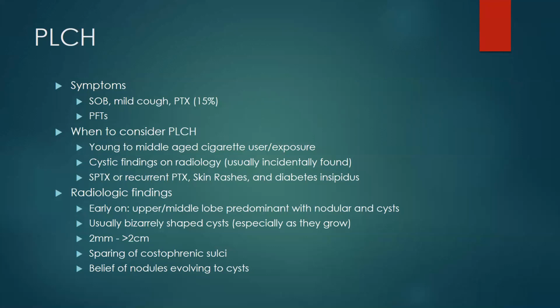Also, family history of pneumothoraces can also be seen and help point towards this disease. In terms of findings on radiology, a lot of times you see upper and middle lobe predominant, nodular, cystic, cavitary-like changes. A lot of times you'll see nodules as well as cavities. Usually they're very bizarrely shaped, especially as they grow. And they're usually anywhere from 2 millimeters to 2 centimeters, but can sometimes be larger.